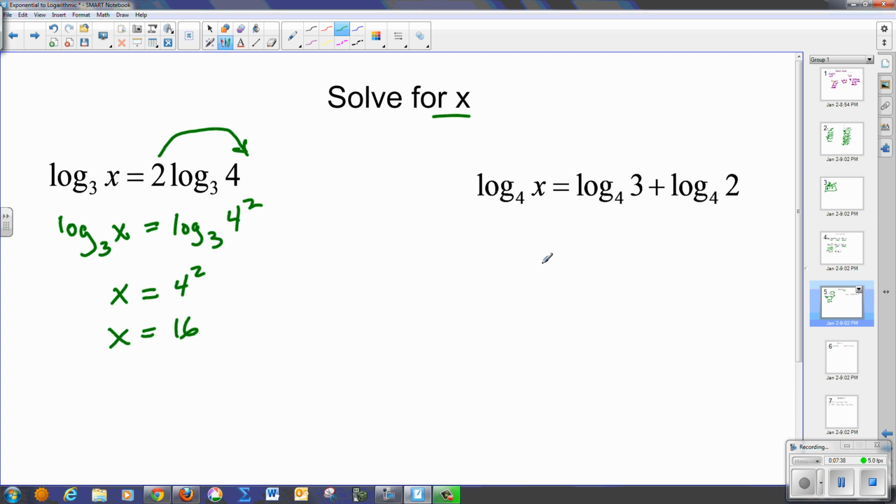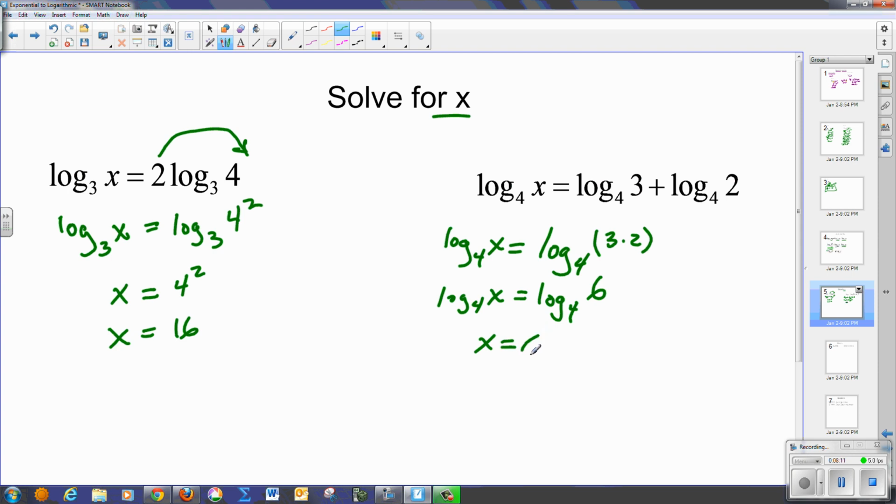Now in this next example, we see a sum of two terms with the same log base. So therefore, I can rewrite that as the product of those two terms. This gives me the log base 4 of 3 times 2. So I have the log base 4 of x equaling the log base 4 of 6. And therefore, since I have one log base on each side, the quantities of those log bases must be equal. So x must equal 6. Moving on.